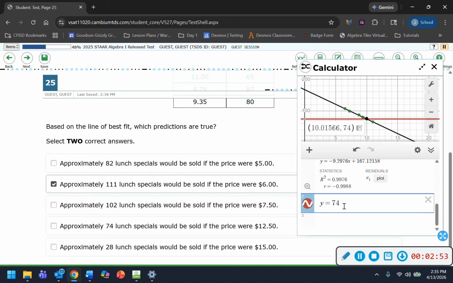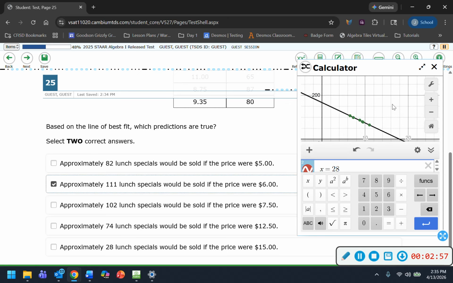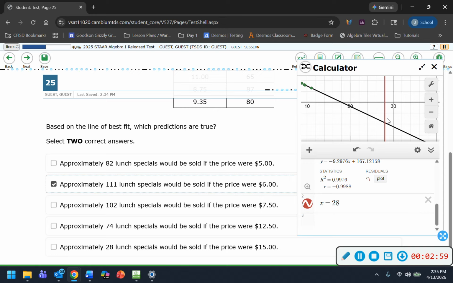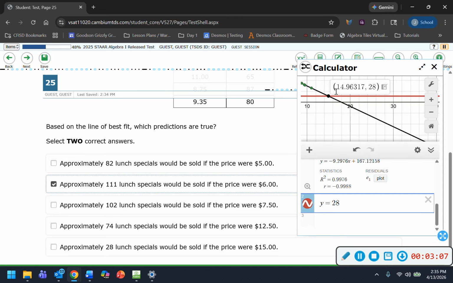But let's just check this last one. If 28 people bought it, what price would they have to charge? And, oops, nope. If 28 people bought it, so it's the Y, they would need to charge about $15. So that is a better answer than C. C was not terrible. It was only 50 cents away, but not quite what we're looking for.